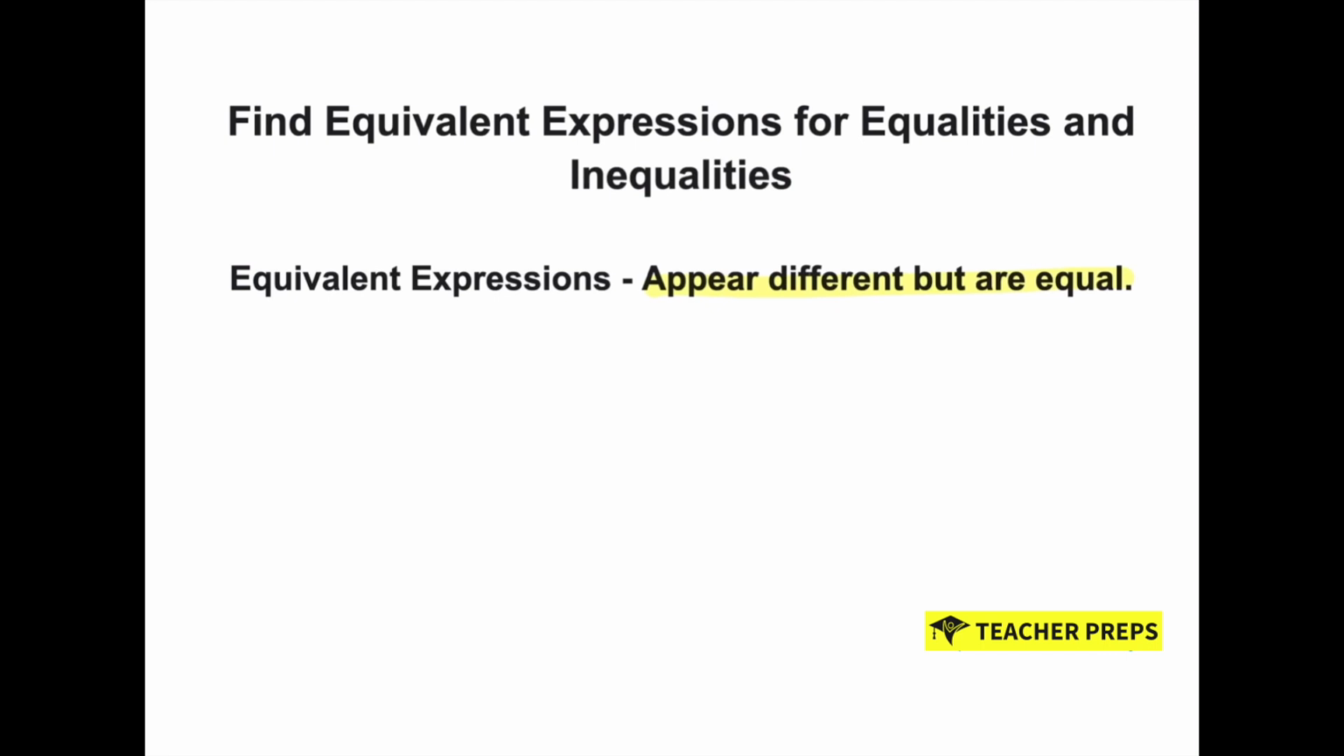Here are a few examples. If you have -2 plus 4, we could rewrite this. Recall that a negative and a minus mean the same thing. So as long as the signs are the same on both expressions, then they are equal. So we could rewrite -2 plus 4 to equal 4 minus 2. We could solve these and see that they are in fact equal. -2 plus 4 is 2, and 4 minus 2 is also 2.